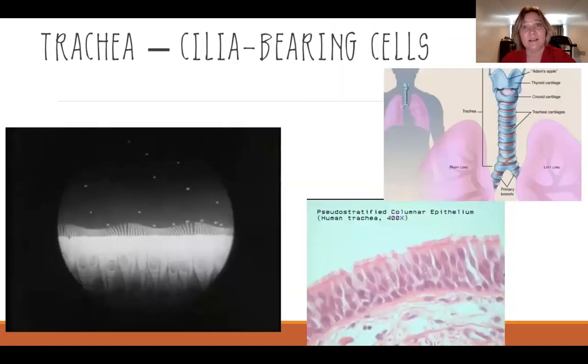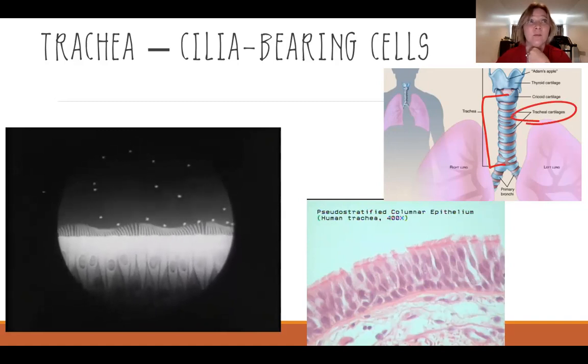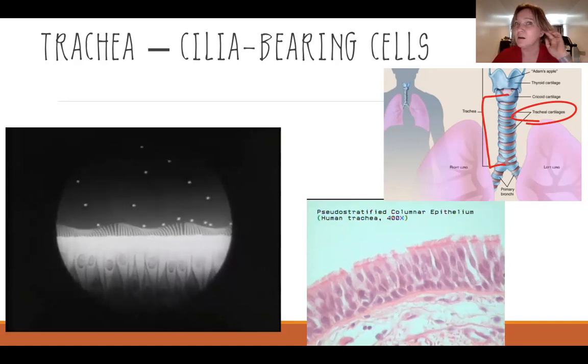Another example of specialized epithelial cells is in your trachea. That's basically your air tube that goes from your nose and your mouth down to your lungs. You can see that here. That's your trachea. You can actually feel it, because my voice box is there. You can actually feel rings of cartilage. You can see the tracheal cartilage here is rings. Cartilage is a structure that, like your ears, is flexible, but it gives shape.